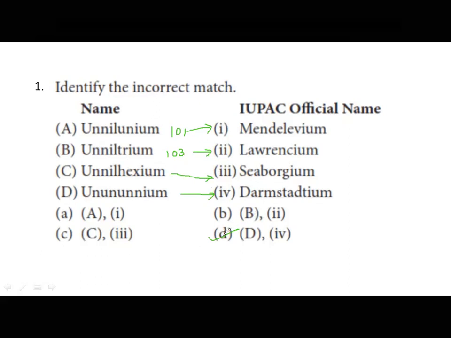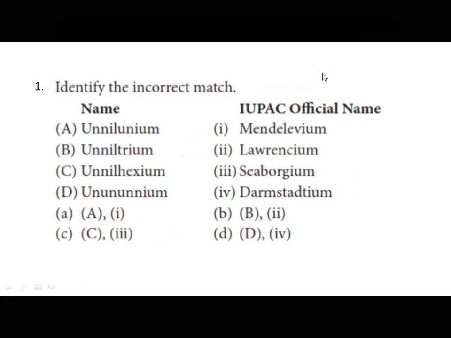Okay. Identify the incorrect match. Ununnilium is what? Unnunium is 111. And 111 is Roentgenium. Correct? But here they have given Darmstadtium, which is for 110. So this is the incorrect match. Rest all are correct matches. Correct? So this is the incorrect match. Okay. So they have asked the incorrect match, right?